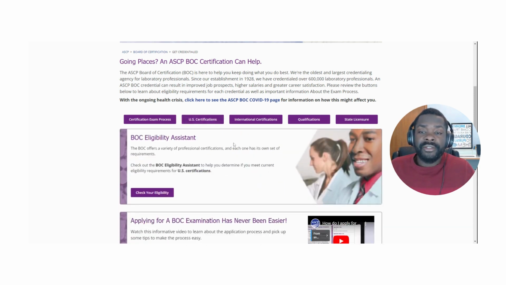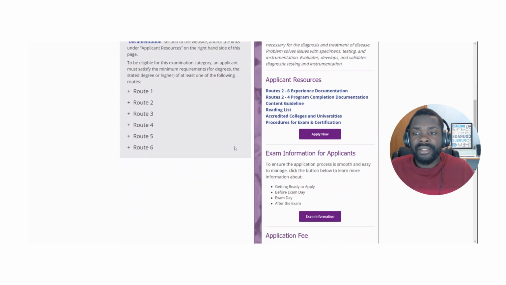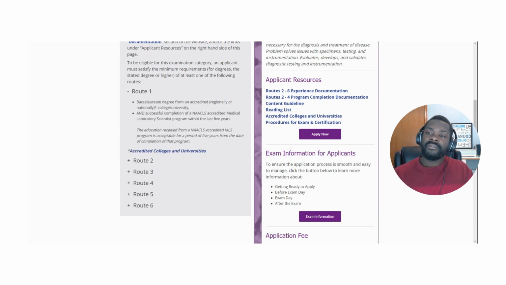So for US certification, that's where we're at. We're gonna look at MLS right here and come down here and look at different routes of eligibility. As you can see, there are 6 routes of eligibility. And if we open up route 1, what does route 1 mean? For route 1, you should have a bachelor's degree from a college or university in the United States, and you should have completed an NAACLS accredited medical laboratory scientist program within the last 5 years.